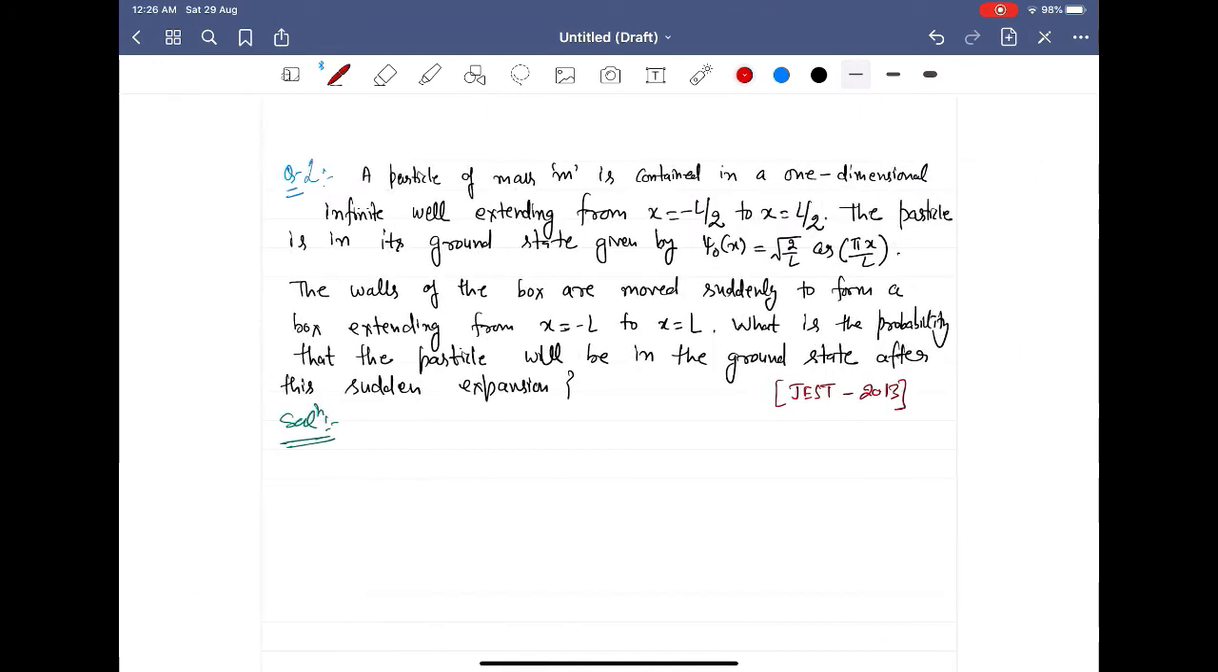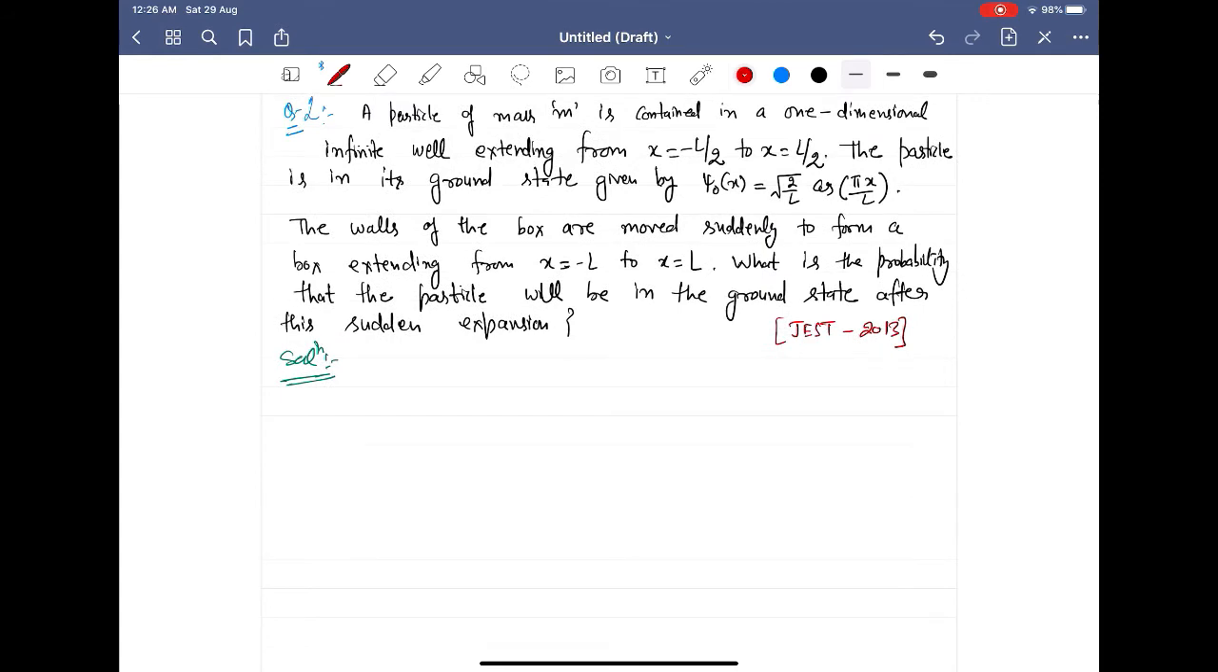So let's move to the other question, which is: a particle of mass m is contained in a one-dimensional finite well extending from minus L by 2 to L by 2. So this is a one-dimensional potential box extending from minus L by 2 to L by 2. The ground state of the particle is given as root 2 by L cosine pi x by L, according to the given problem. The walls of the box are moved suddenly to form a box extending from minus L to L.